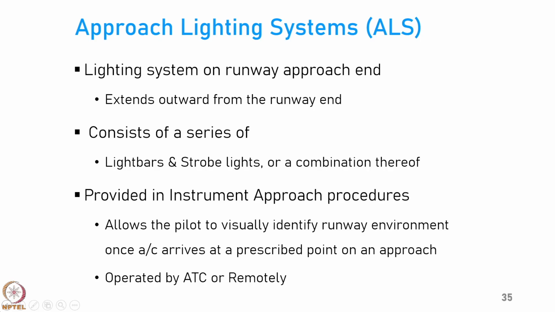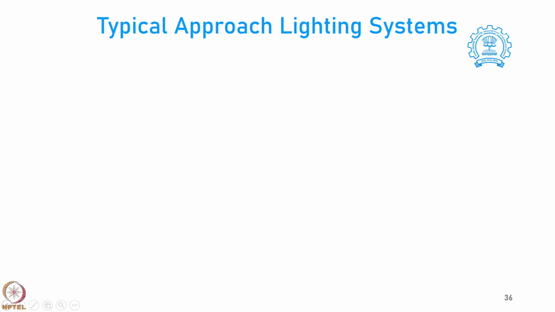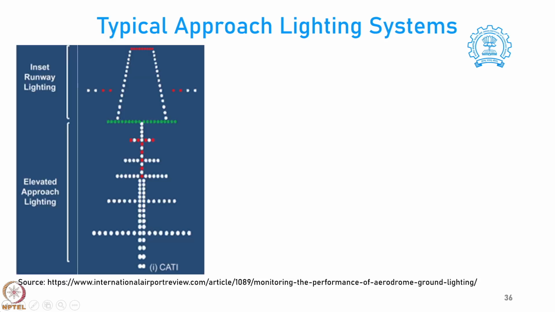You can activate the approach lighting system on board by keying some instrument, or it can also be operated by the ATC upon request. So, at some small airports in remote areas, the pilot can transmit on a particular frequency and the approach lighting system will switch on. These are typical approach lighting systems. You can see there are these lights which flash and strobe.